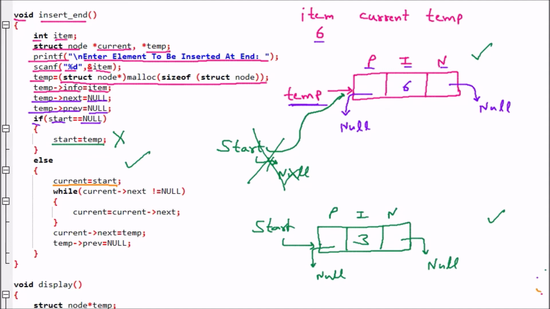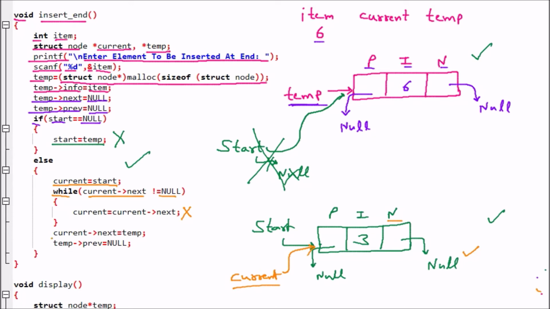So here we are pointing the current, and the current is pointing to the start, and start is pointing to this node, while current next not equal to null. You can see that current next is already null now, so this part will not work. If there are two nodes, then obviously current will reach the last node, but here we are having only one node, that's why it is not working.